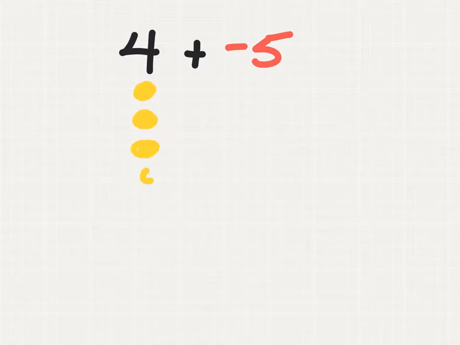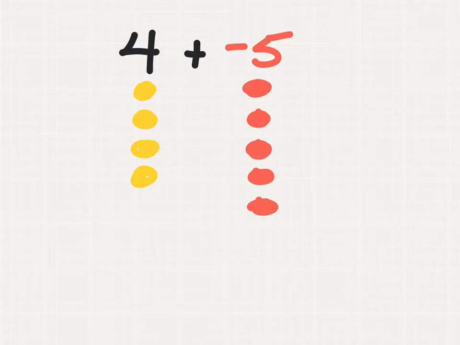Now, what if I was adding a positive and a negative? 4 plus -5. Well, I could model my +4 with 4 yellow counters, and my -5 with 5 red counters. Now, I can't combine yellow and red. I mean, if I did that, I'd end up with like an orange counter, and what is that?